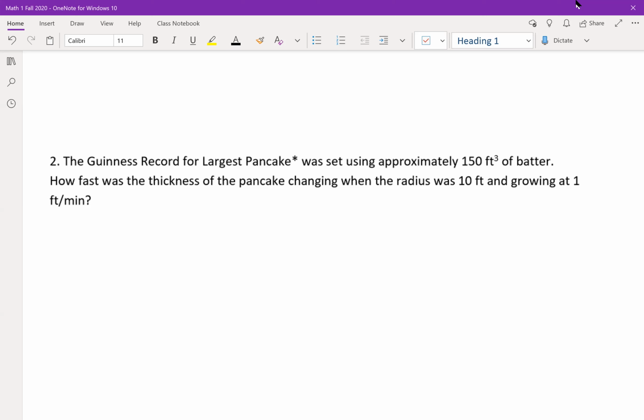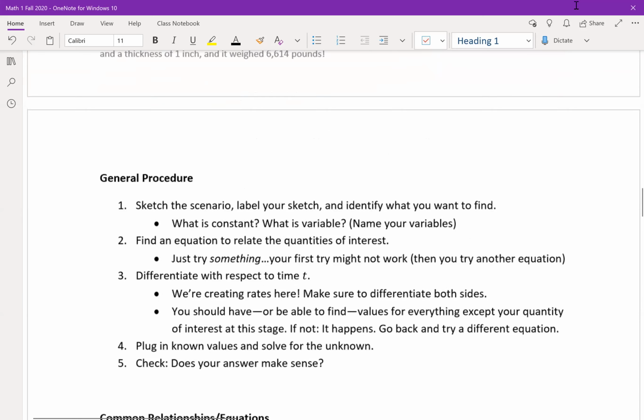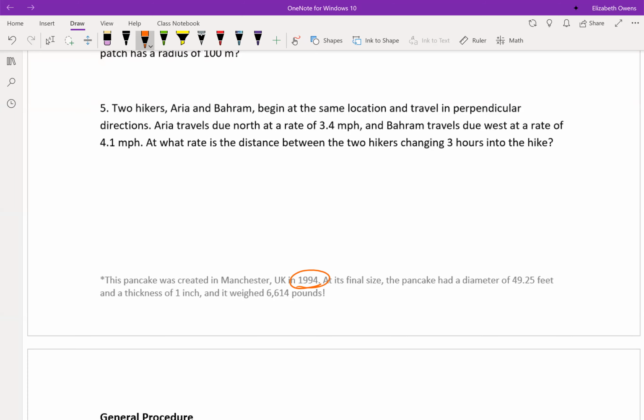This pancake was actually made. I don't know if it's still the record for largest pancake. It was at the time when I came up with this problem. There's even a little note about it on the first page down here. I'm not sure if it's still the record, because this pancake was created in Manchester in 1994. So I don't know if anyone has attempted a larger pancake since then. It's kind of a niche record, so I'm not sure if someone has gone for it again yet.